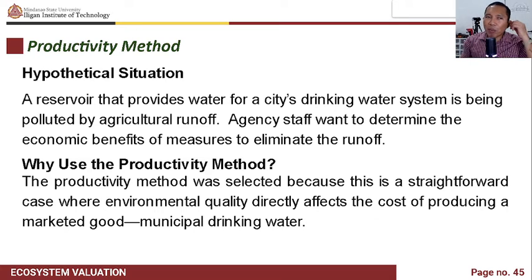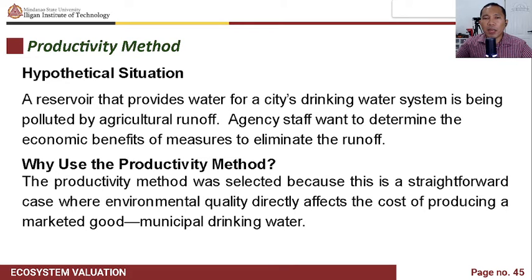So we have here a hypothetical situation. For example, a reservoir that provides water for the city's drinking water is being polluted by agricultural runoff. The agency staff want to determine the economic benefits of measures to eliminate the runoff. So why use the productivity method?